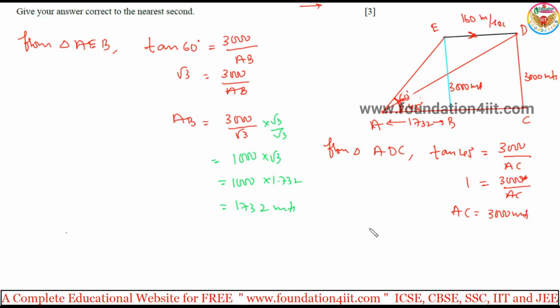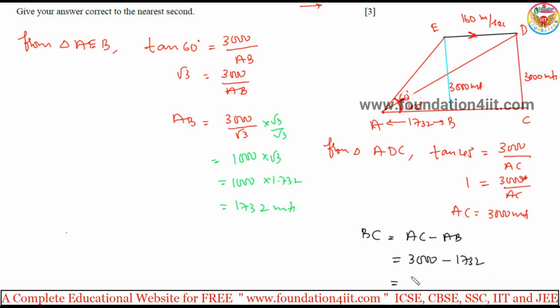Using this we can find out BC. The distance BC is nothing but AC minus AB. So 3000 minus 1732, you can subtract this, is 1268. So 1268 meters is the distance from B to C.